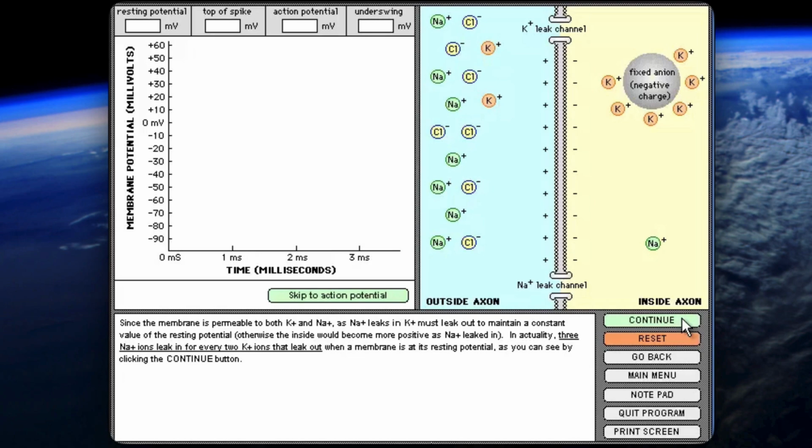Since the membrane is permeable to both potassium and sodium, as sodium leaks in, potassium must leak out to maintain a constant value of the resting potential. Otherwise, the inside would become more positive as sodium leaked in. In actuality, 3 sodium ions leak in for every 2 potassium ions that leak out when a membrane is at its resting potential, as you will see.